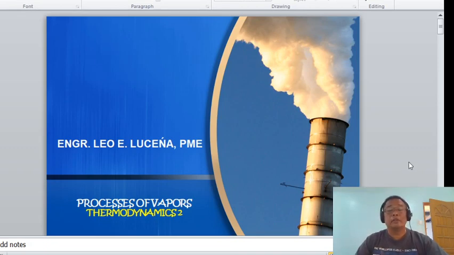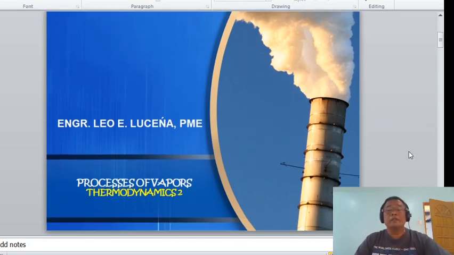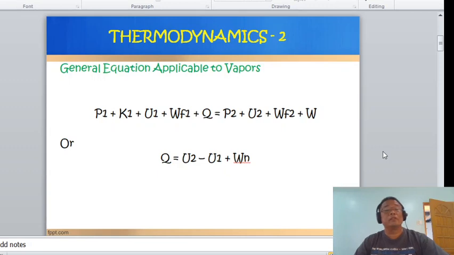In ideal gases, we also have processes like, for example, the isothermal process, isobaric process, isentropic, polytropic, and so on and so forth. So for vapors, we have also the same processes. Okay? So let us now consider the general equation applicable to vapor.